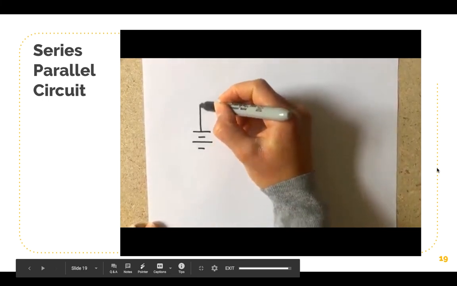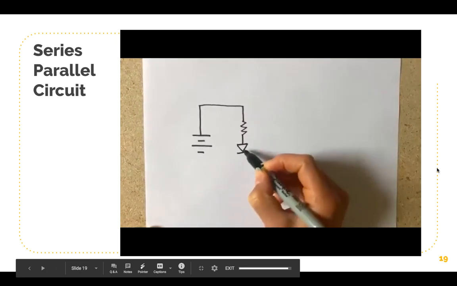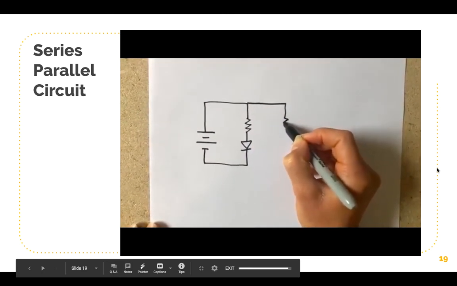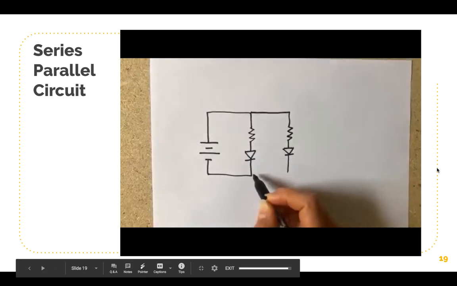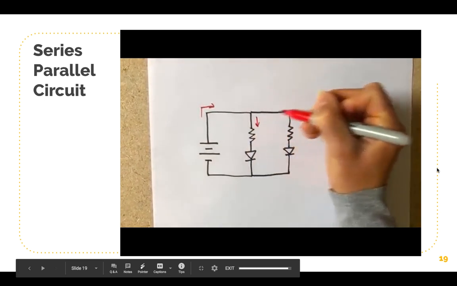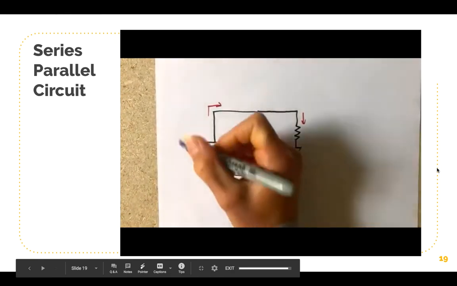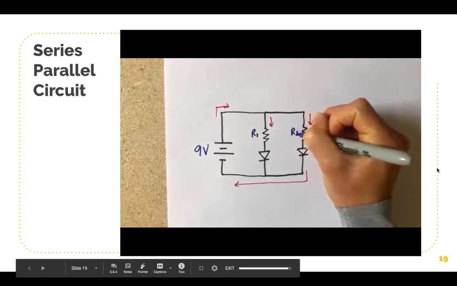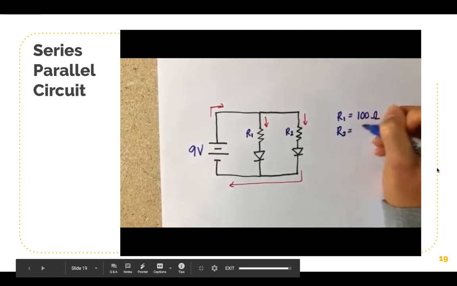Start with a battery, positive side on top. Got a resistor. I got an LED. I'm going to do that same thing on this branch of the circuit. Show the flow of current. You don't have to do it in a different color, but if you want to, that definitely is helpful. Label 9 volts. That's R1, R2. Then I make a key on the side so it doesn't get messy.